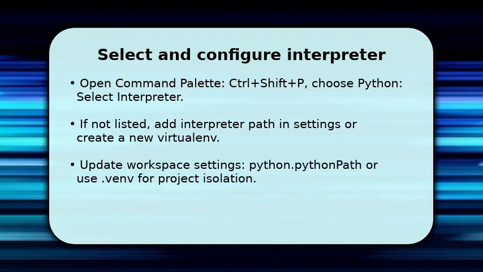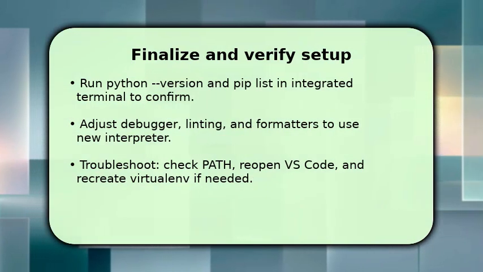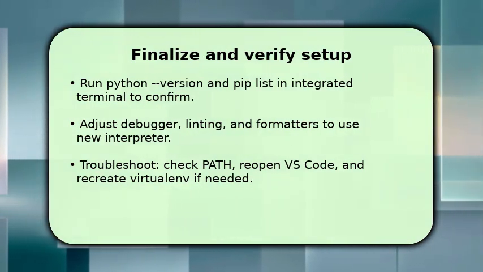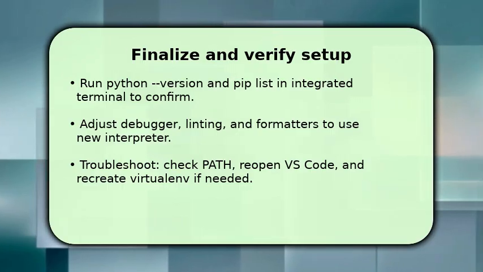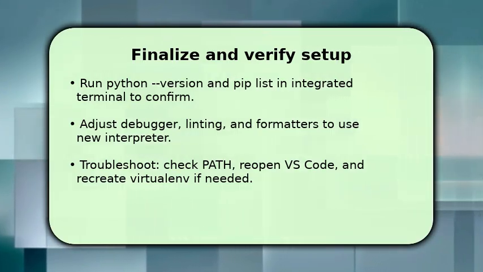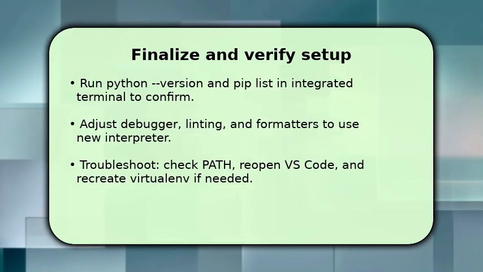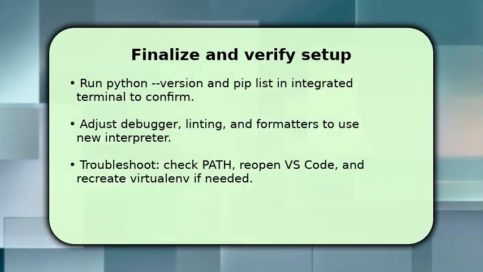Finish by verifying in the integrated terminal that python --version and pip list show the expected interpreter and packages. Then update VS Code tools, debugger configuration, linters, and formatters to reference the new interpreter so code runs consistently.